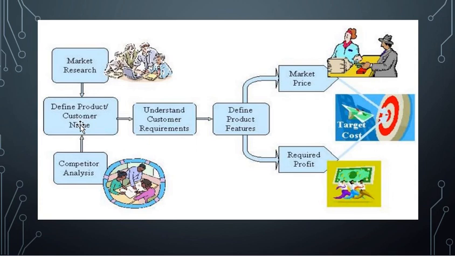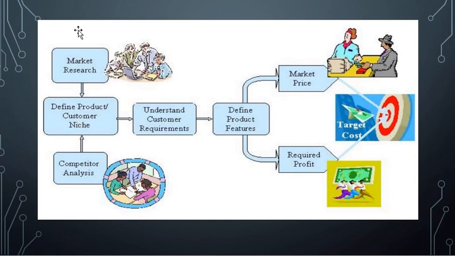Next, after defining his product, he will understand what his customer's requirement is. Understanding the product is not enough, the product is just what he is going to manufacture. So how is he going to manufacture? What are the qualities or features to be added onto it? That will be learned only when the customers are understood properly.